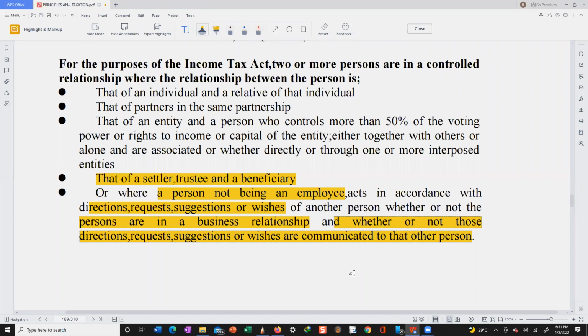Okay, so most of the exam is just trying to let you identify controlled transactions. So in simple terms, what are controlled and uncontrolled transactions?